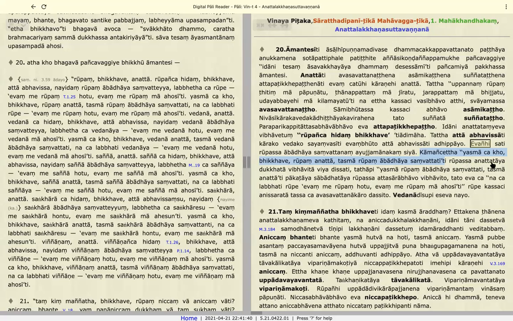First, he is trying to point out, as already mentioned, that the form is non-self. Before showing that the form is non-self, which sentence shows the form is suffering? Yasmā ca kho bhikkhave rūpaṁ anattā, tasmā rūpaṁ ābādhāya saṁvattati. O monks, form is non-self. Therefore, form is the affliction, form is the pain. Form leads to affliction, form leads to pain. Ābādhāya saṁvattati leads to pain or affliction.